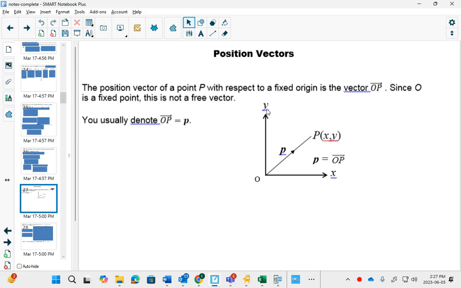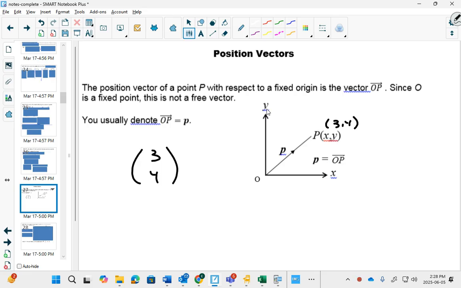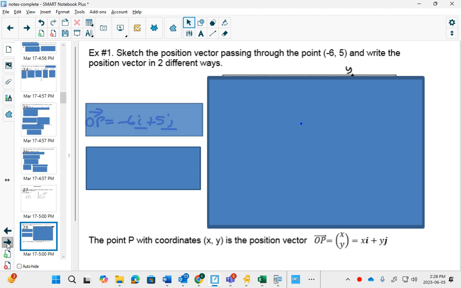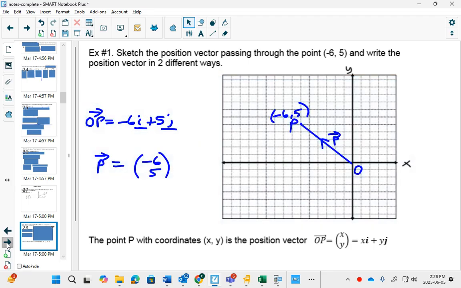So here, position vector P means we go from O to P, where P is just the coordinate of a point. So when I write 3, 4 as a vector, it could be 3, 4 anywhere as a vector. But when I'm talking about a position vector, this 3, 4 specifically goes from 0, 0 to 3, 4. So if I had the point -6, 5, I could sketch the position vector P as -6, 5.